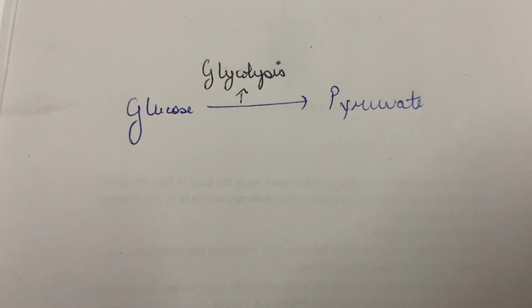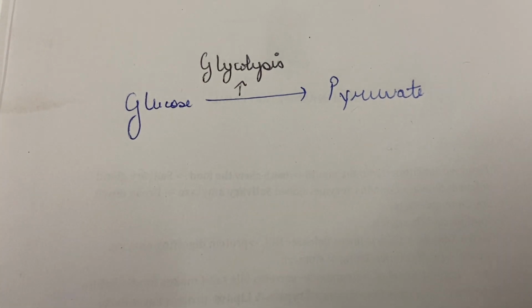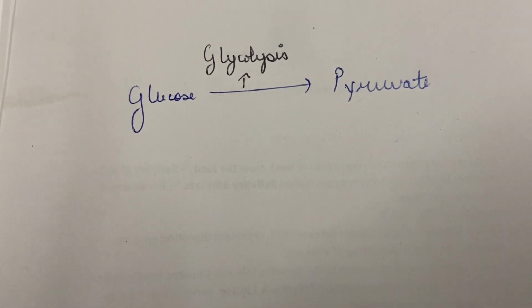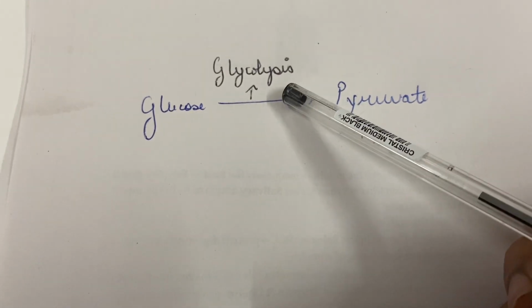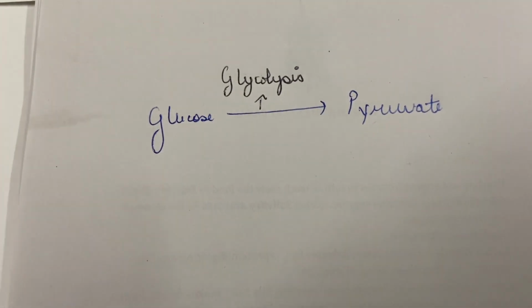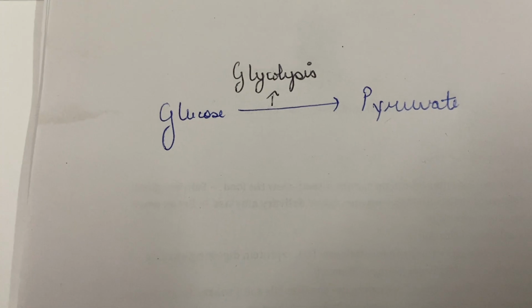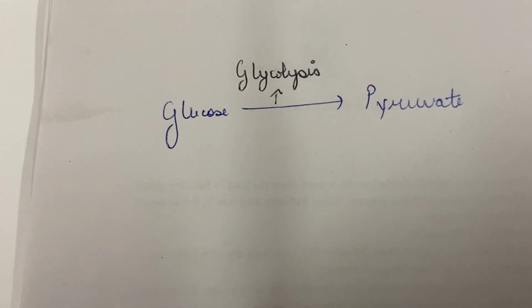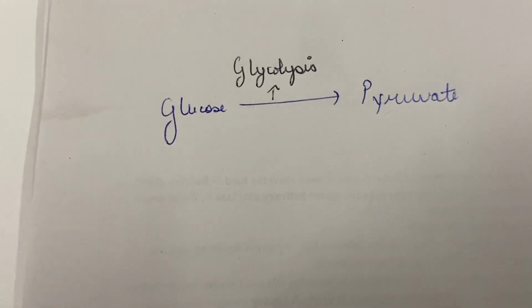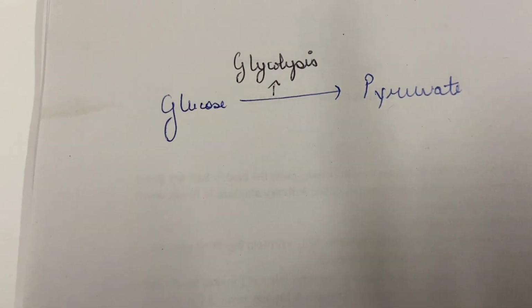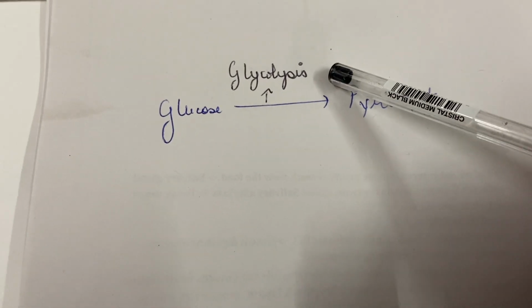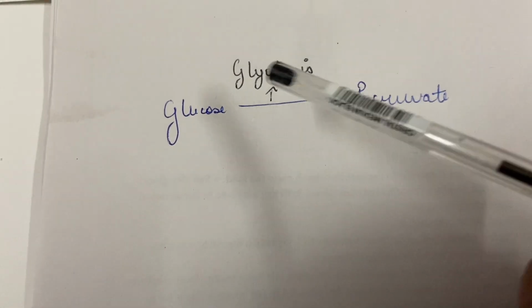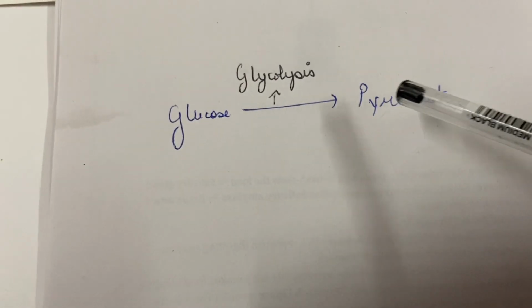Whether the respiration is aerobic or anaerobic, the first step of respiration is glycolysis. Glycolysis is the common pathway for aerobic and anaerobic respiration. Means whether there is presence of oxygen or absence of oxygen, whether an organism is aerobic or anaerobic, glycolysis will take place. In glycolysis, glucose is converted to pyruvate.